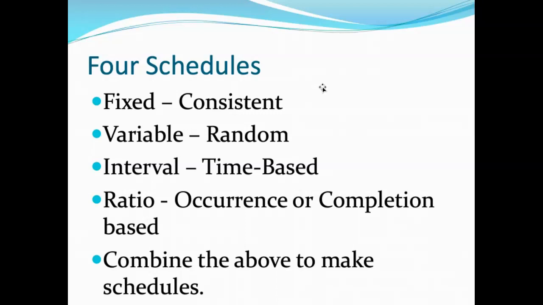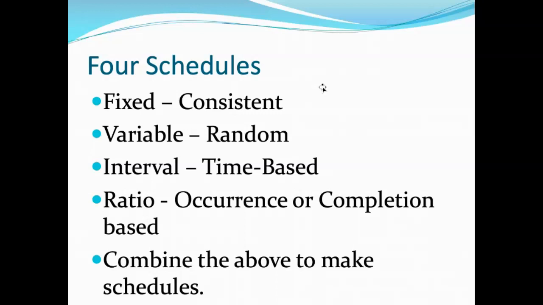A variable ratio might be a reinforcement schedule where it's inconsistent, unpredictable, unreliable. So an example of a variable ratio reinforcement schedule might be something like a commission based on selling houses. Okay?